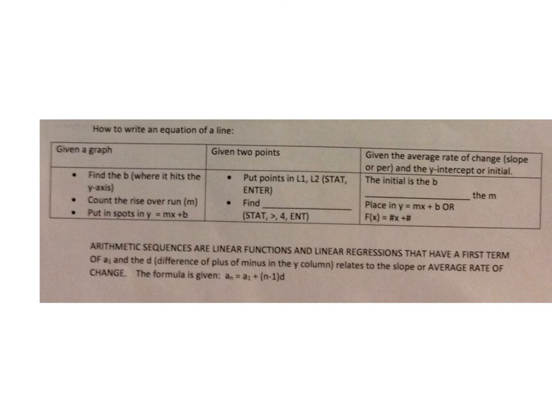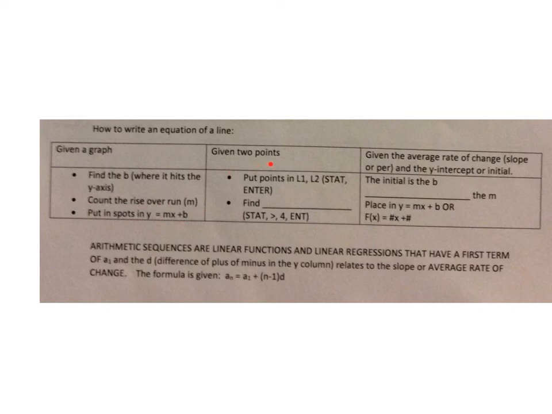All right, now let's talk about how to write an equation of a line. Let's talk about the first way. Given a graph, what you would do is identify your b, your y-intercept, where it hits the y-axis, and then count the rise over run to the next good point where that line crosses. Then put your information into your y equals mx plus b formula.